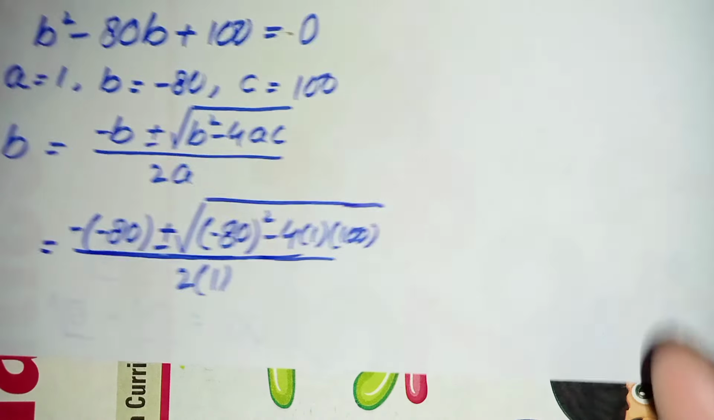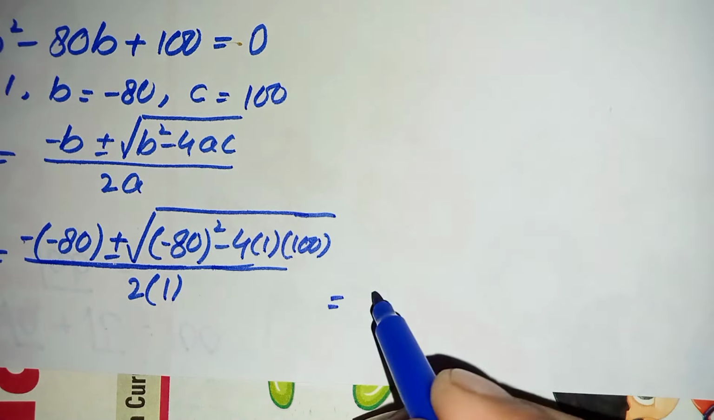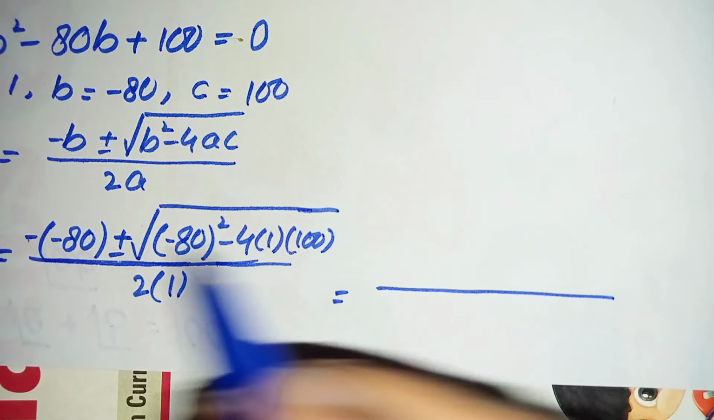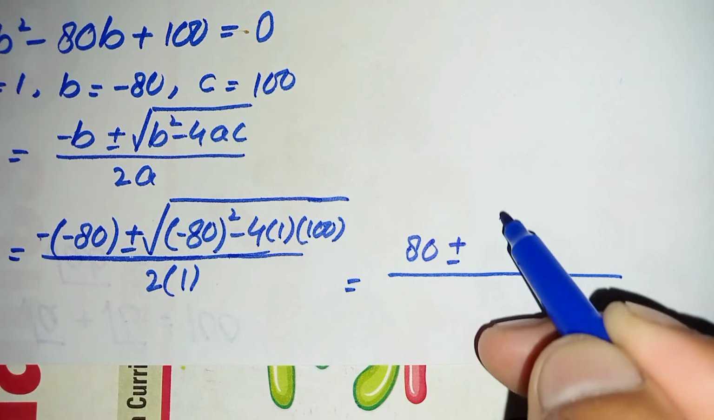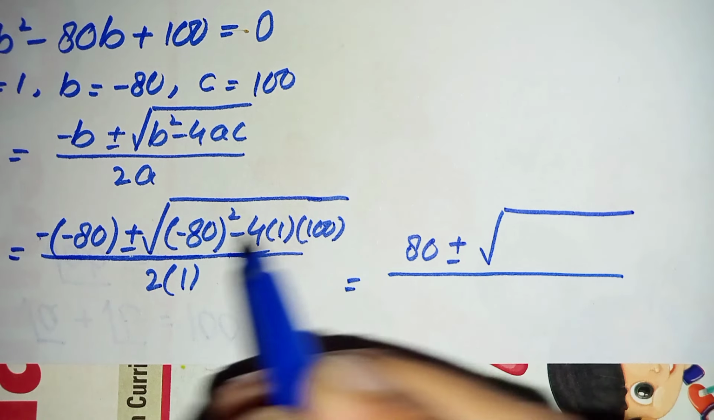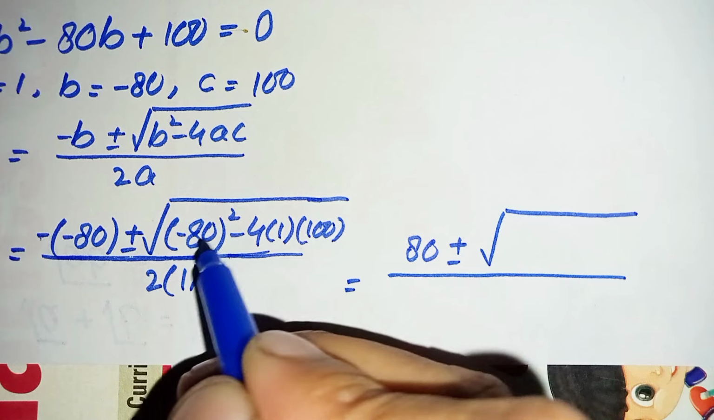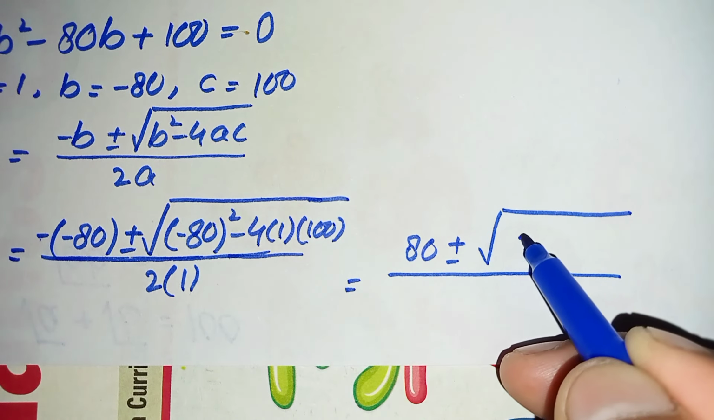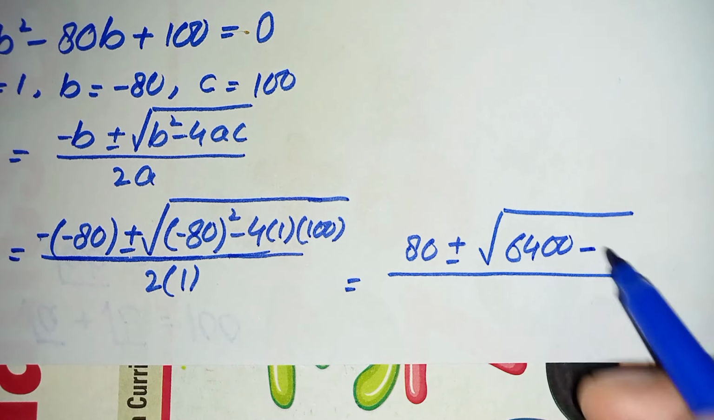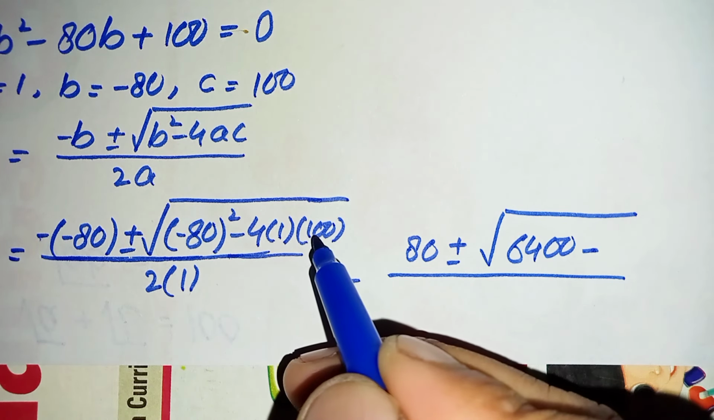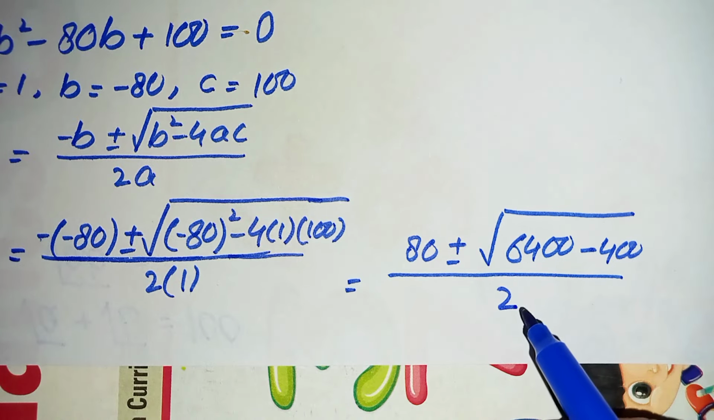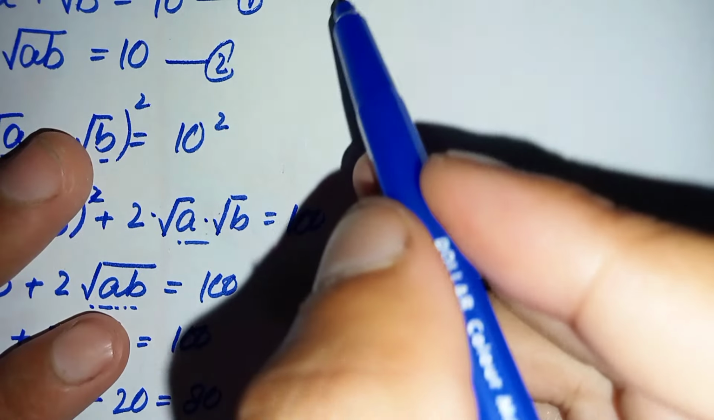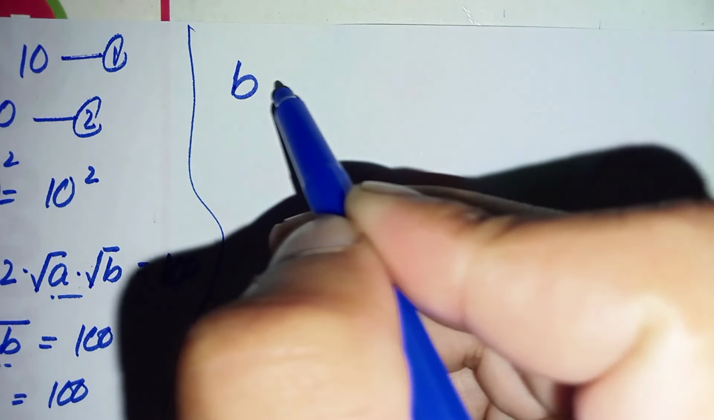So next it will become negative times negative is positive, so it will become positive 80 plus minus the root of minus square is positive, and 80 squared is 6400. Minus 4 times 1 is 4, and 4 times 100 is 400, divided by 2. Now we will do the remaining step here.